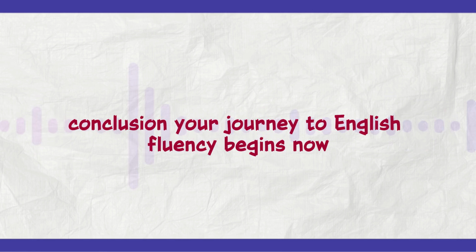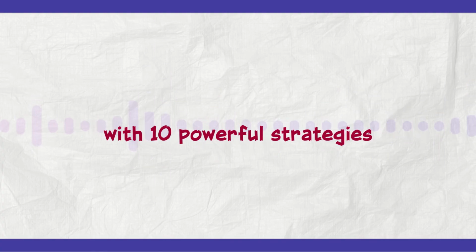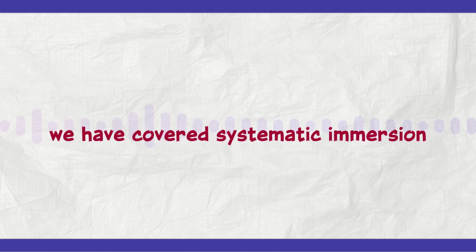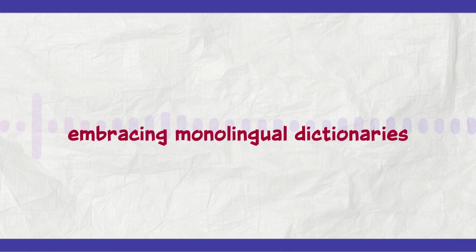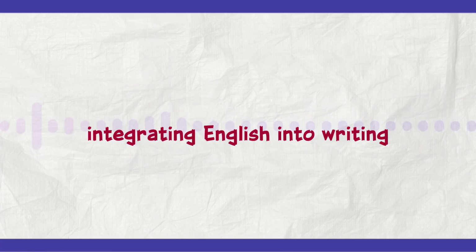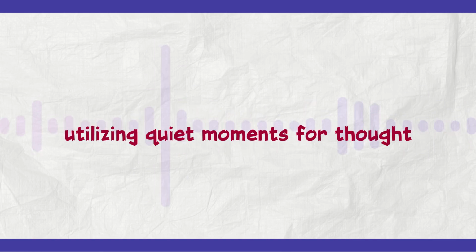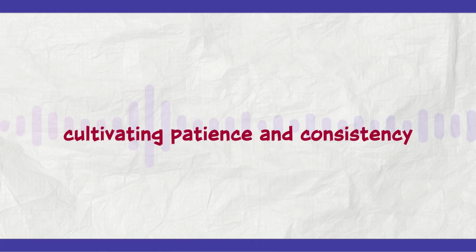Conclusion: your journey to English fluency begins now. Today, we've outlined a comprehensive roadmap with 10 powerful strategies designed to train your brain to think directly in English. We have covered systematic immersion, daily life narration, using known vocabulary, embracing monolingual dictionaries, integrating English into writing, visualizing words, engaging in real-time conversations, utilizing quiet moments for thought, harnessing context, and most importantly, cultivating patience and consistency.